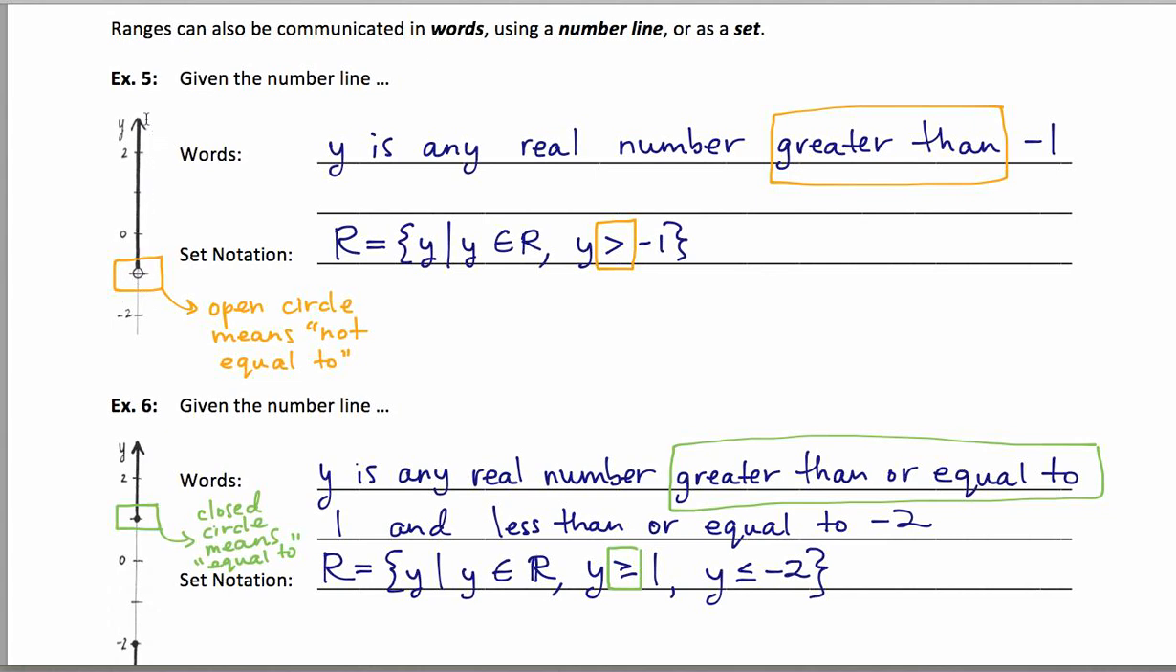Okay, so now we're going up, so that implies greater than, we're increasing on the number line. And in set notation, we can say now instead of domain, we're saying range, so we use the R, is the set of all y values this time, such that y is an element of the real numbers, where y must be greater than -1. Again, can't be greater than or equal because it's an open circle.